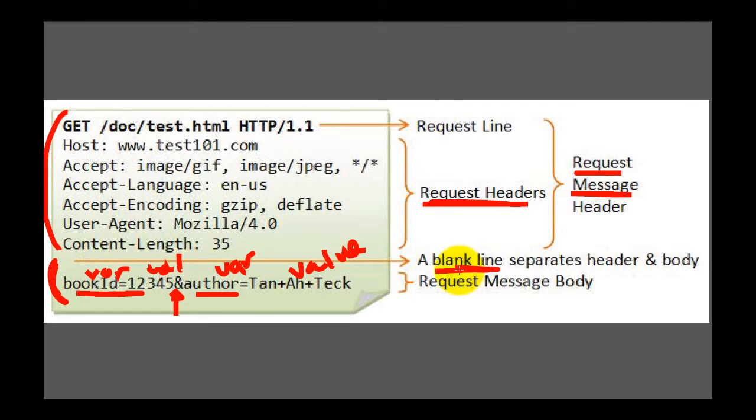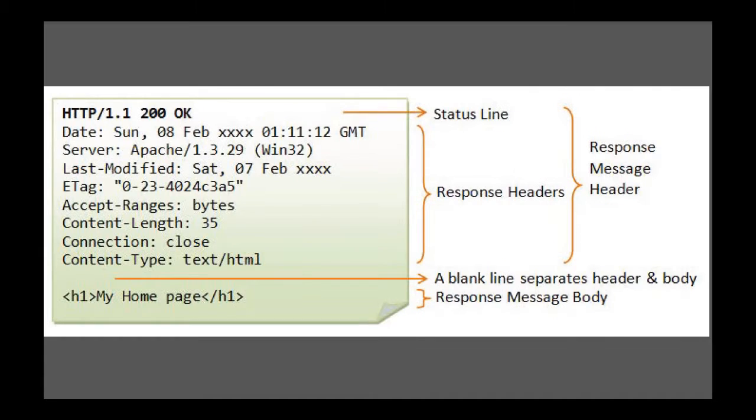And the black line is there to flag that the header is done, and what comes next is a body. Let's look at the response coming back from the server. This will be a response message, and you notice again it's the same thing. We have a header, and in the header we have information that the browser needs to read and understand, and these are all plain English.